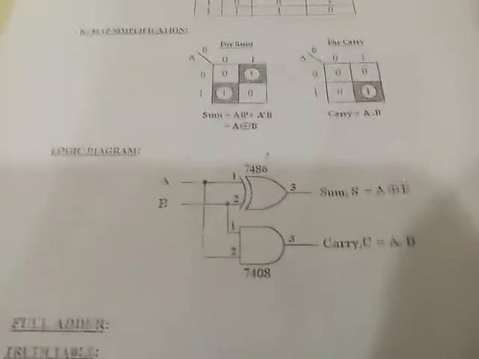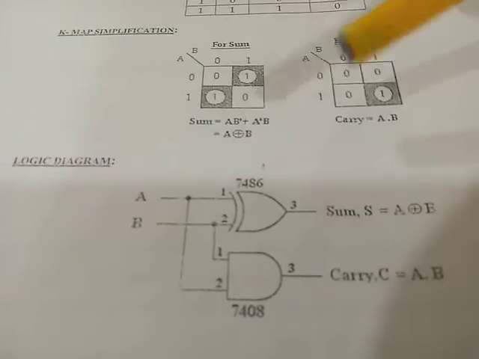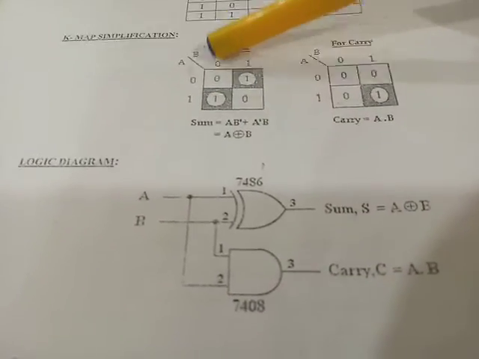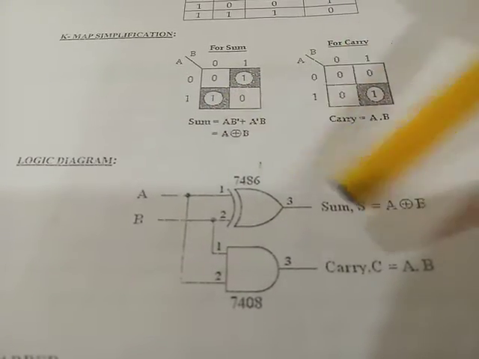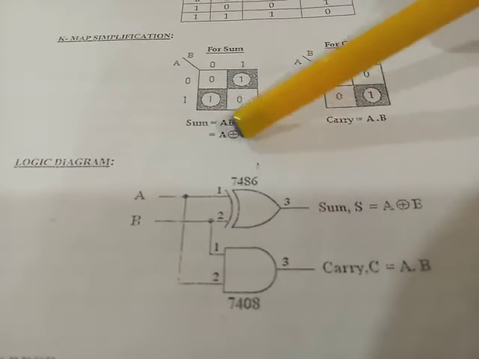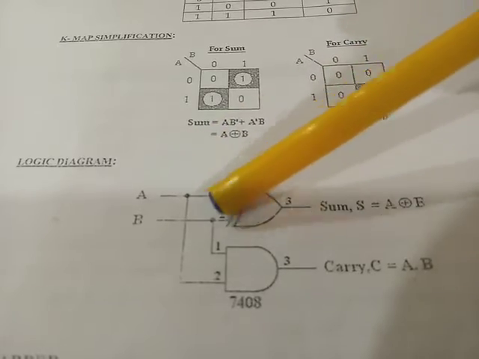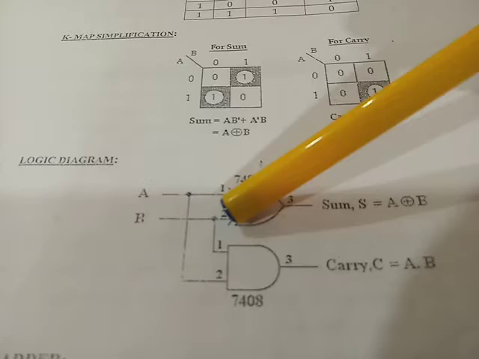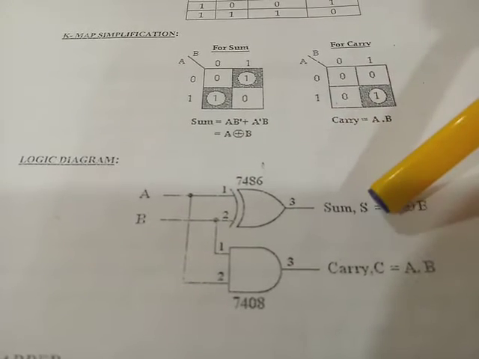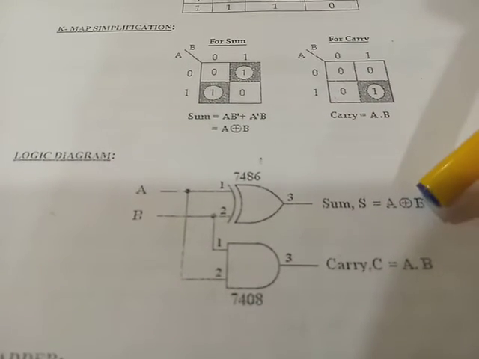Then come to the logic diagram, right? How many inputs? These are the 2 inputs. Sum will be A XOR B, so I am taking an XOR gate, giving 2 inputs, 1 and 2, and 3 will be the output. This gives the sum of the half adder.